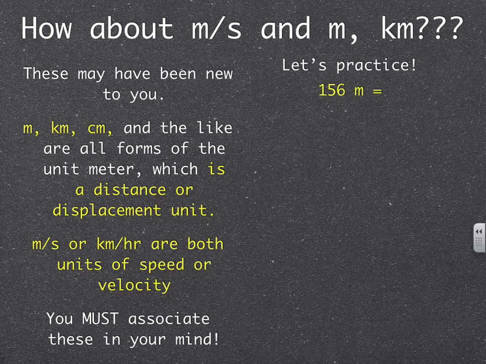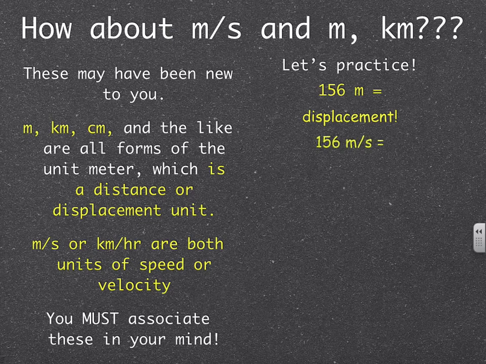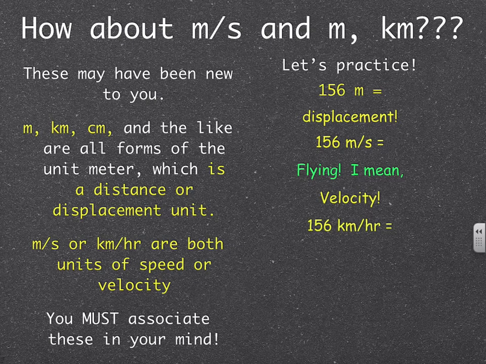So if I see 156 meters, that's a? Duh. That's going to be a displacement. If I see 156 meters per second, that's going to be a velocity. That's going to be flying, because that's a really fast velocity. If I see 156 kilometers per hour, that is also a velocity.